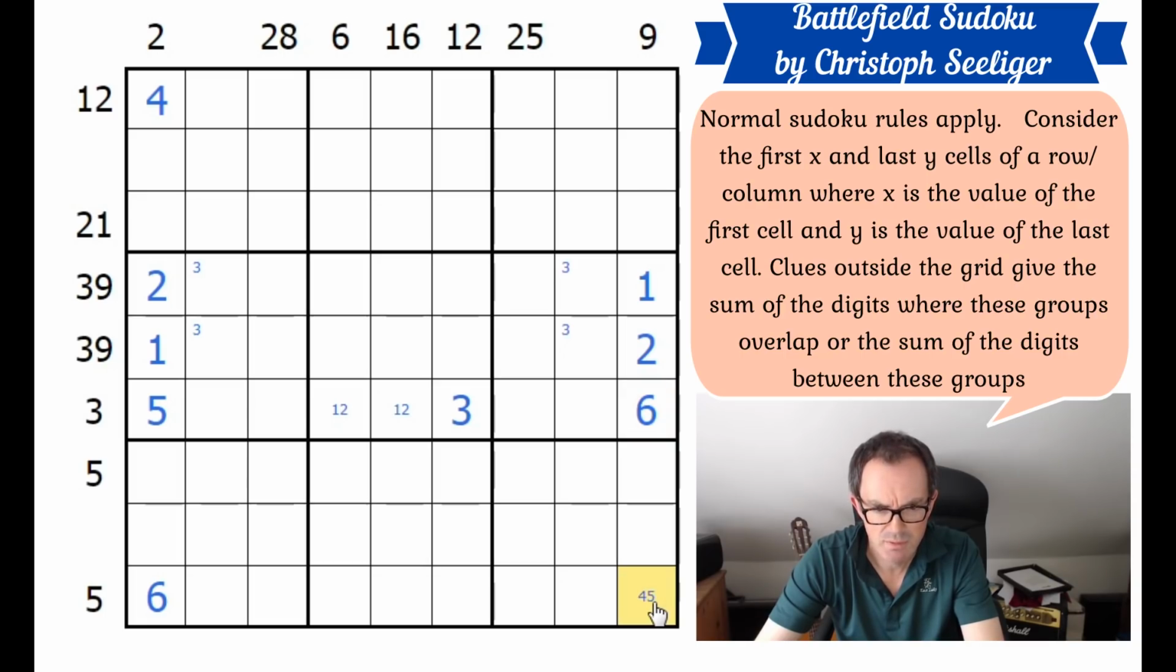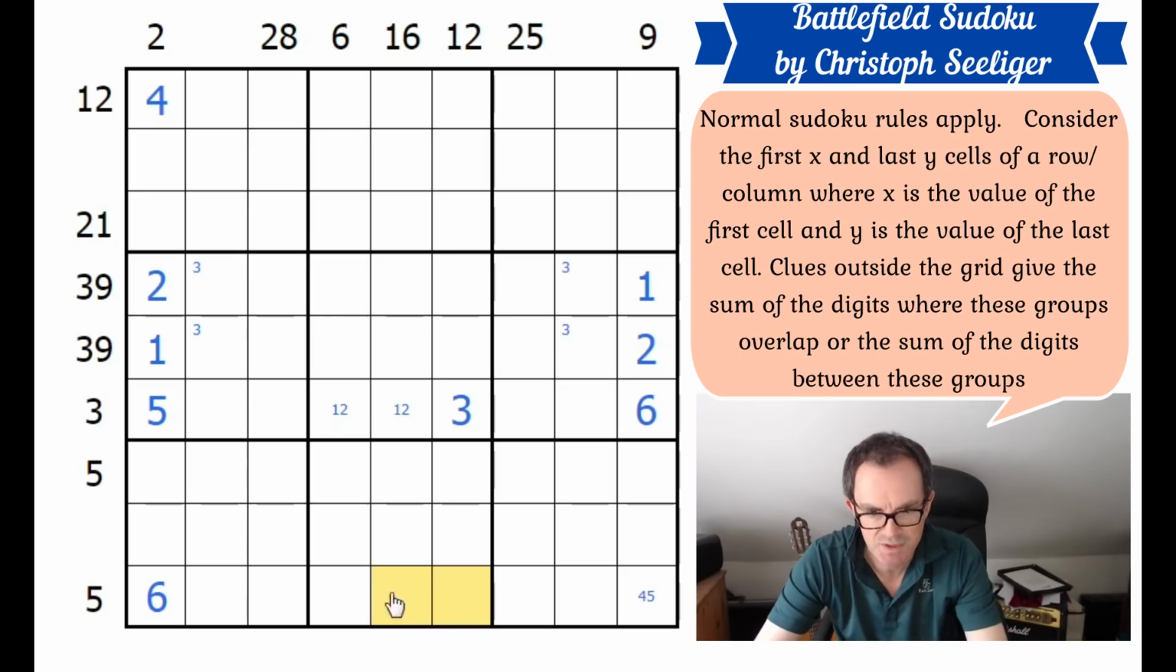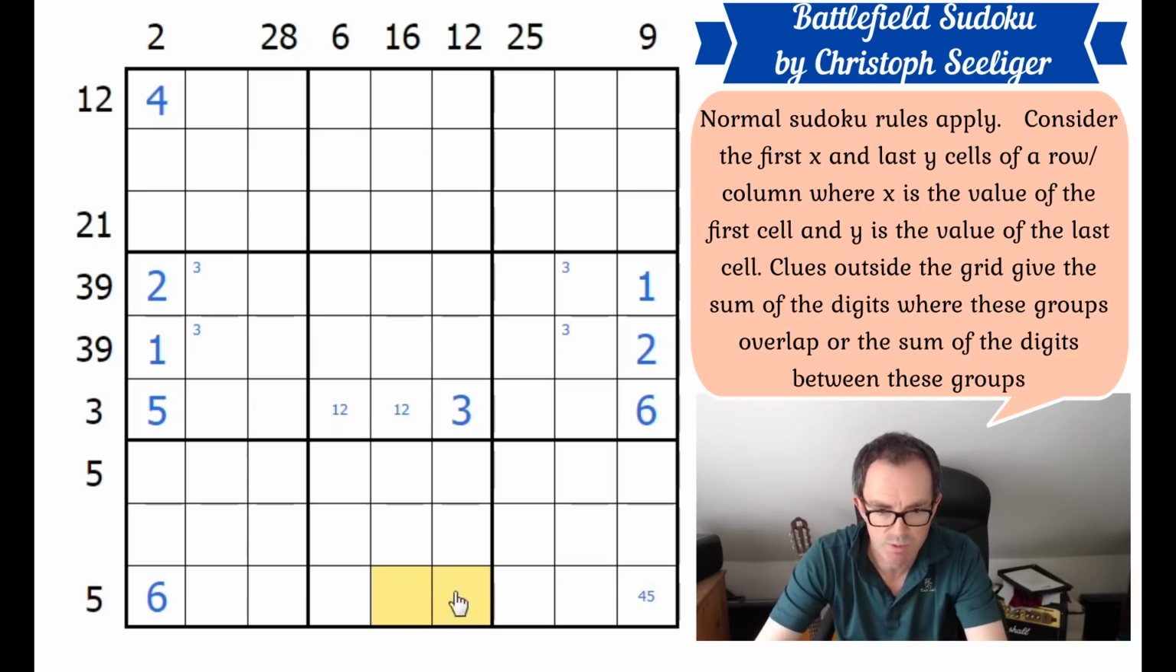So this is an overlap clue. If it's overlapping in one cell, this is a 5. If it's overlapping in 2 cells, these two sum to, doesn't give us anything. These two sum to 5, but there's no restriction at all. They could be 1, 4 or 2, 3. So maybe it's this cell that we now need to focus on.